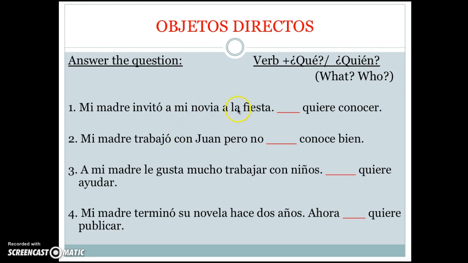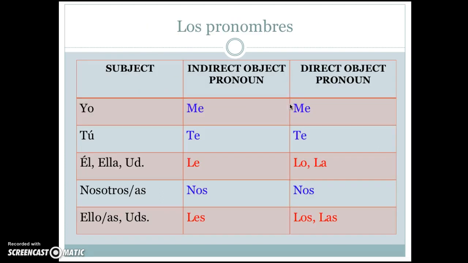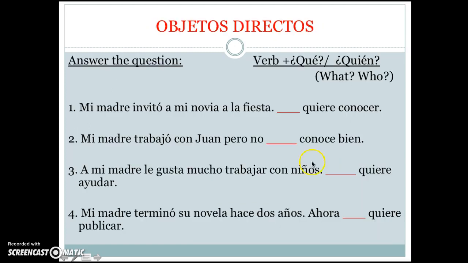In the second part of the sentence, we're going to use a pronoun, right? We're not going to say my mother invited my girlfriend to the party because she wanted to meet my girlfriend. We're going to use pronouns. So she wants to meet her. Direct object pronoun. Let's go back to our chart. We have a direct object pronoun for la novia. We're going to go to third person singular, feminine, la novia. Here's our direct object pronoun. So, mi madre invitó a mi novia a la fiesta, la quiere conocer.